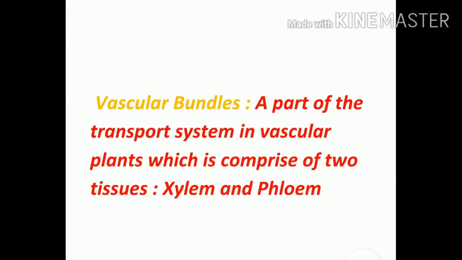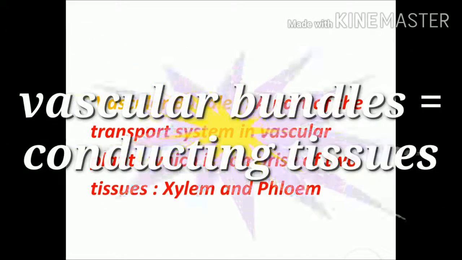What are vascular bundles? A part of the transport system in vascular plants, comprising two tissues, that is xylem and phloem. They form the vascular bundles. In short, xylem and phloem are also known as vascular bundles, and they are a part of the transport system in plants.